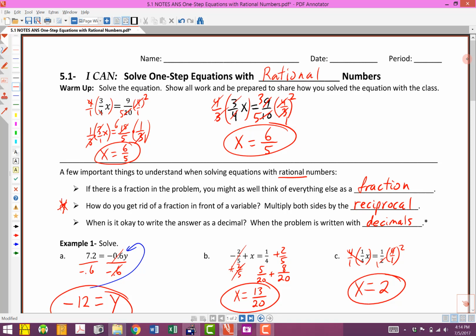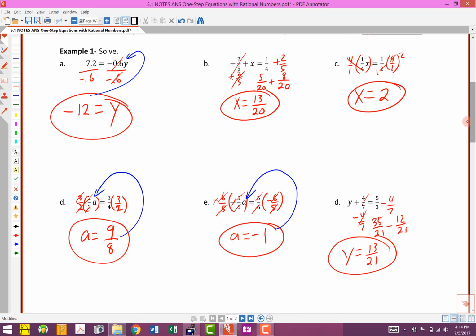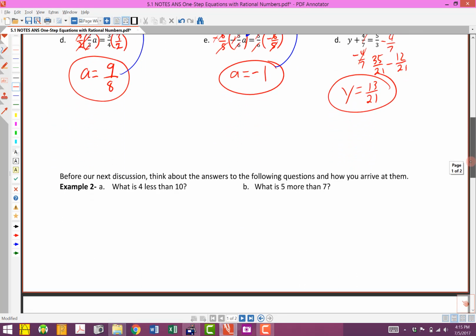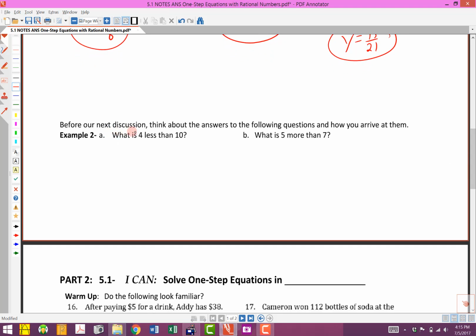When we left off last time, we were talking about section 5.1 and solving one-step equations with rational numbers. We went over a couple important details and then we went over 6 examples. And then I asked you to think about these questions right here. It says, what is 4 less than 10? Now, most people know the answer right away. They know the answer is 6.